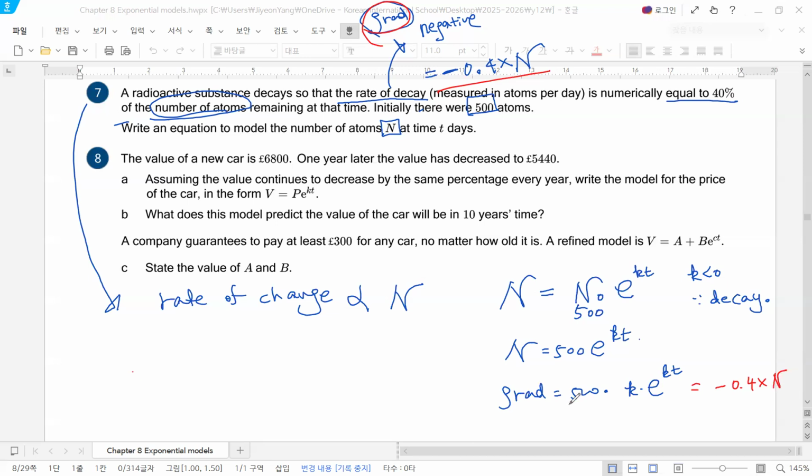Please bring back your memory. 500 times e to the power of kt is n here, right? So k times n equals negative 0.4 times n. Therefore, the value of k is negative 0.4. Therefore, n equals 500 e to the power of negative 0.4t is the model of this situation. I hope you understand. I'm sorry I murmur or stutter in the middle. Let's move to the next question.